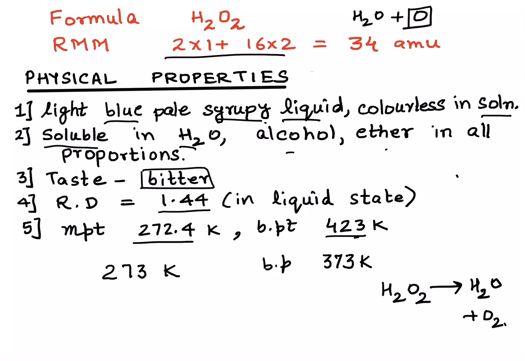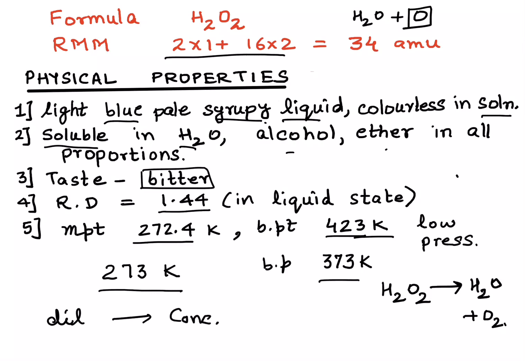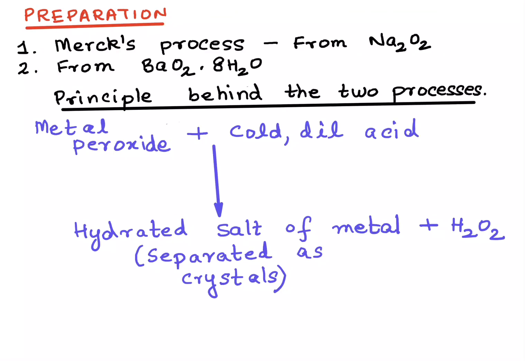So how do we achieve this boiling point? This can only be achieved by boiling it at low pressure, where the boiling point decreases. These values will come in handy when we talk about the purification of hydrogen peroxide in order to convert the dilute form to the concentrated form. So please make a note of these as we go on to understand the preparation of hydrogen peroxide.